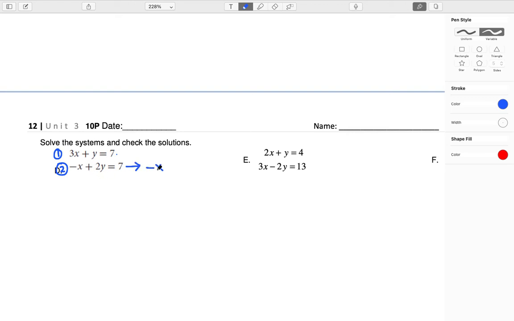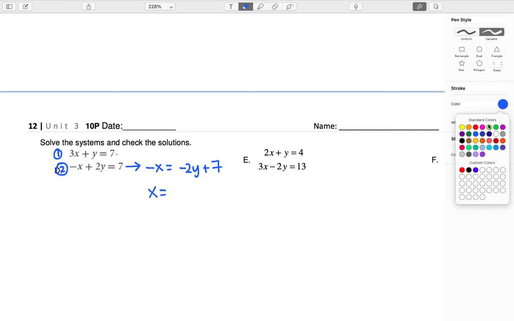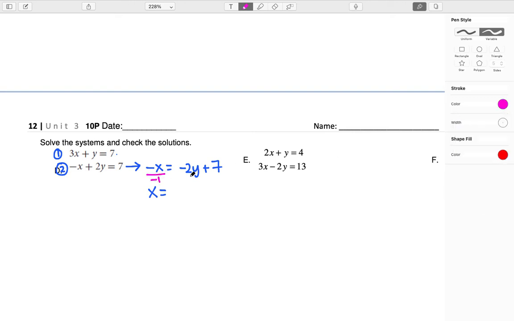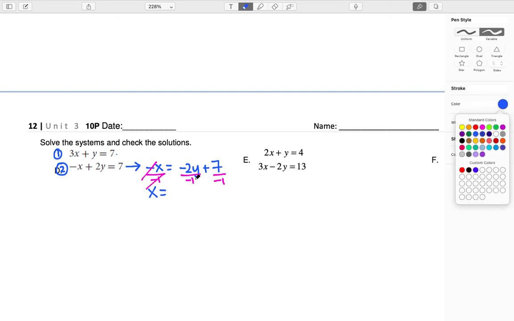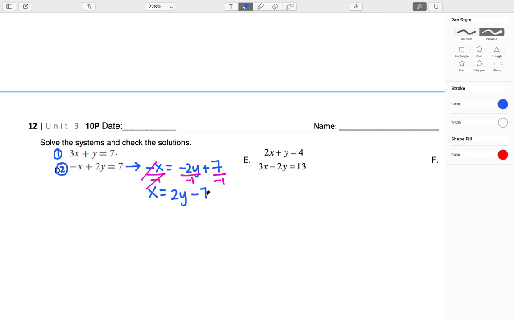So negative x is equal to negative 2y plus 7. But I don't like negative at the front. It has to be just x. So I'm going to divide everything by negative 1, and the negative 1 cancels out. So x is equal to 2y minus 7, negative becomes positive, like this. Okay, so now that I have isolated for x, I'm going to substitute into equation 1.